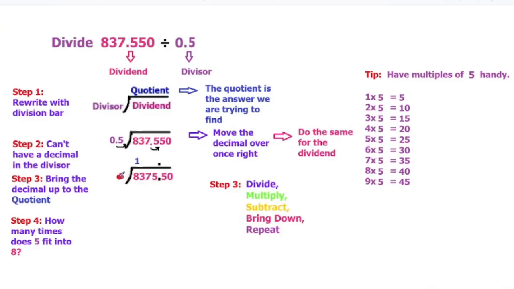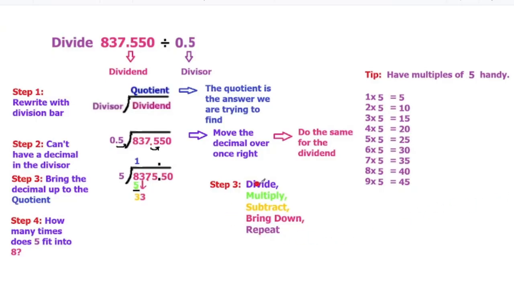So like we said, 5 fits into 8 once. Now we multiply. 5 times 1 equals 5. Next thing we do is subtract. So we're going to subtract 8 minus 5. 8 minus 5 is 3. Next thing we do is bring down. So we're going to bring this 3 down to meet this one here. There we go. Now we repeat.